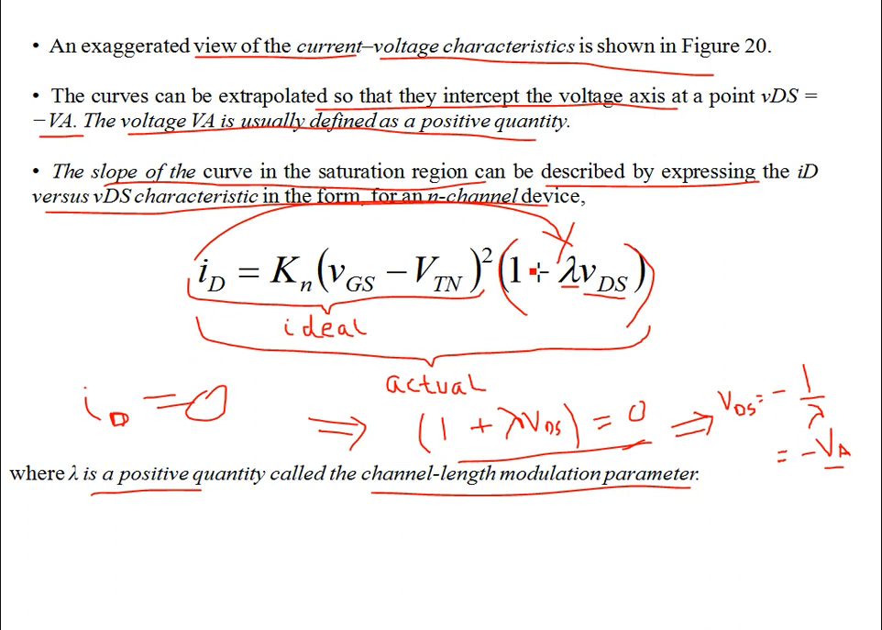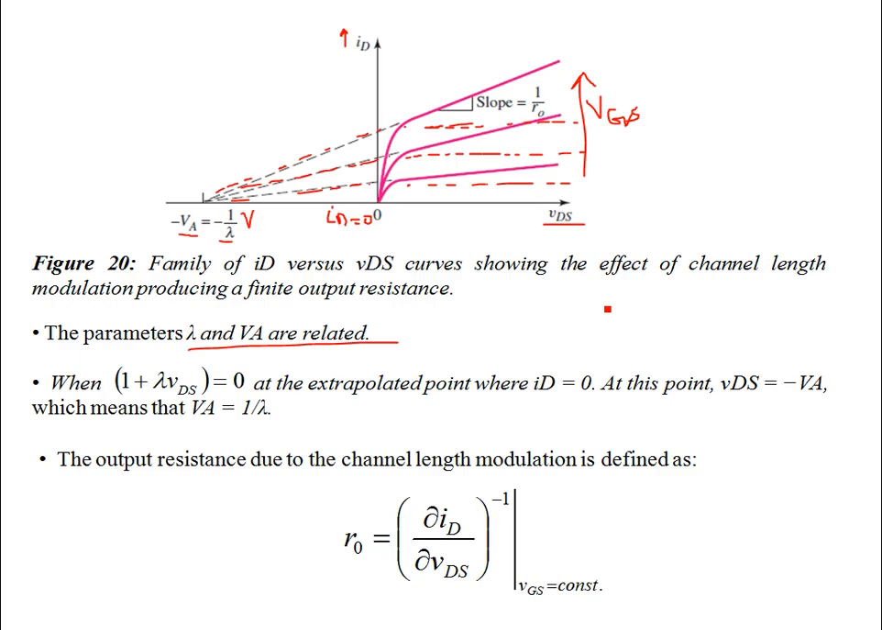This whole relationship constitutes your current, and that has to do with the electric field as well, which is being produced by VDS. That is constraining the length of the channel, modulating the channel length. VDS is what is modulating the channel length. So when 1 plus lambda VDS is 0 at the extrapolated point, where ID equals 0, at this point VDS is minus VA, which means that VA is 1 over lambda. So the output resistance due to channel length modulation is defined as R naught, which is the gradient of ID over VDS. You take the inverse, that's your resistance.